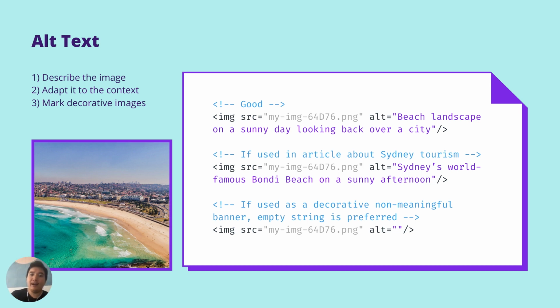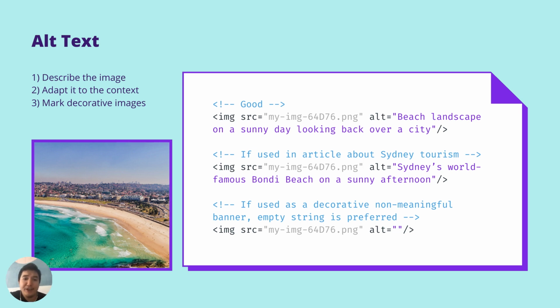If used in an article about Sydney tourism, maybe a better alt text would be "Sydney's world-famous Bondi Beach on a sunny afternoon." And what that does is it captures where it is, which is particularly useful in an article about Sydney tourism, but may not be for other contexts where it's not going to be immediately obvious. You want to match the experience of seeing the image as much as possible.